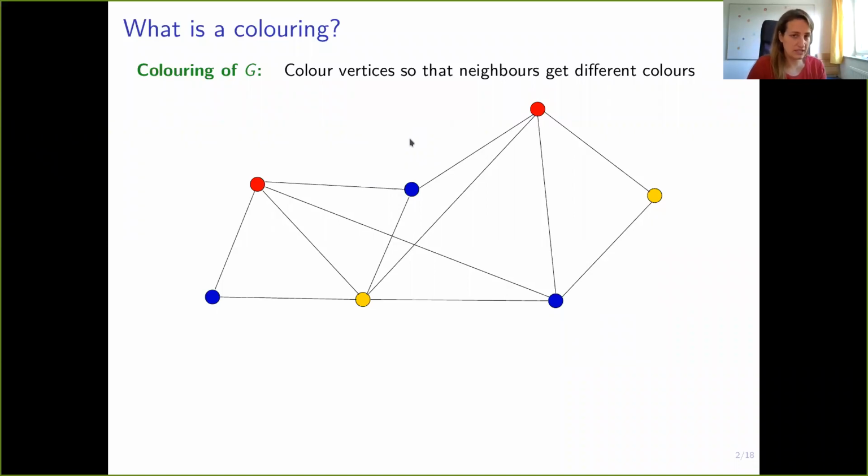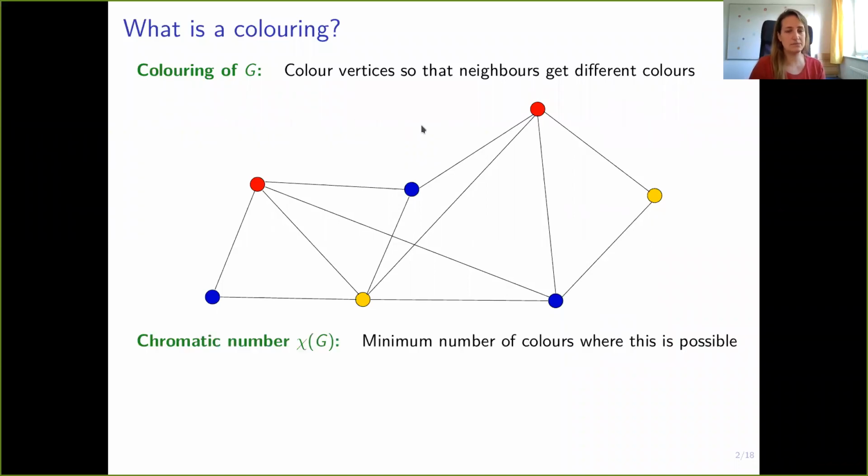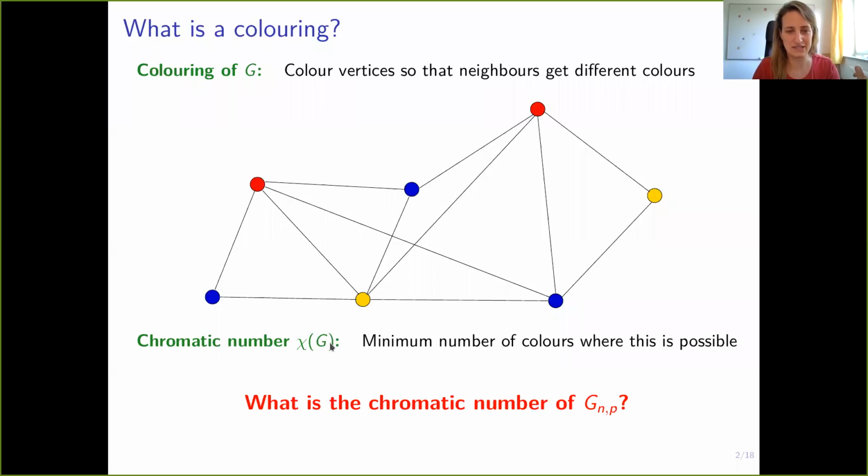Now we want to know how many colors we need to do this. The minimum number of colors where this is possible is called the chromatic number, and we denote this by chi of G. Now, as I mentioned, we want to look at the chromatic number of a random graph. We're taking the standard random graph G(n,p), where we have n vertices and include every edge with probability p independently.